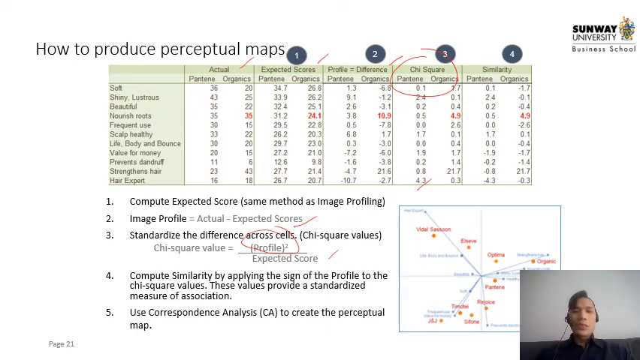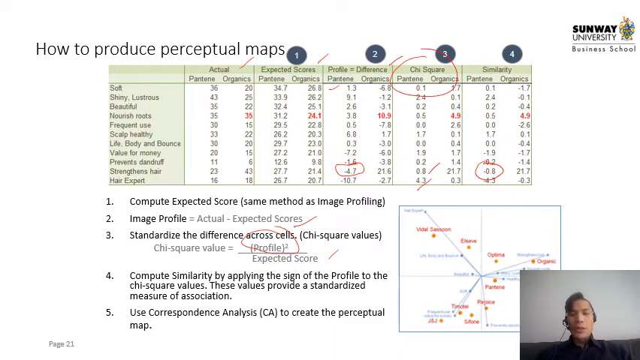Then for each of the chi-square scores we compute the similarity by applying the signs of the profile to the chi-square value. So for example, if let's say this profile on strengthens hair in Pantene is a negative, once we calculate the chi-square of Pantene at 0.8, we just have to put the same sign on the Pantene similarity, so it is -0.8.